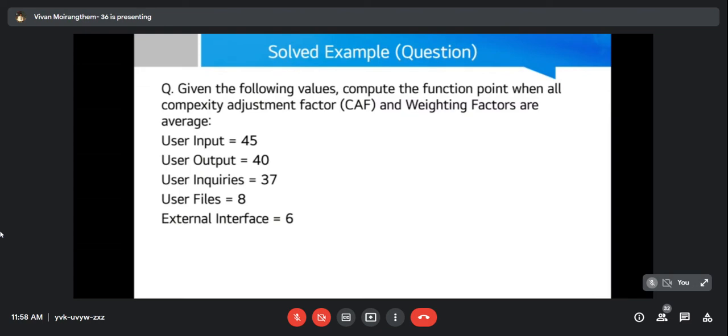First of all, we have our 5 parameters, as I said, and we have these individual values assigned to us, which we will multiply by the weighted value of each of these parameters. So now we have 45 for UI, 40 for UO, 37, 8, 6. Yeah, I'm just noting it down.